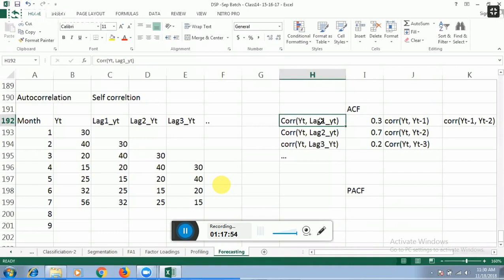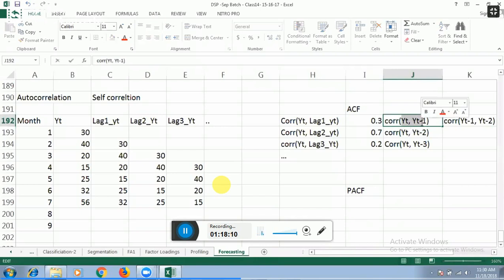Correct or not? If I want to capture that kind of thing, that is what we call a partial autocorrelation function. What is a partial autocorrelation? You are looking for a relationship between YT and YT minus 1 after removing the impact of YT minus 2, YT minus 3, YT minus 4, etc. Is that clear? That is what we call a partial autocorrelation.